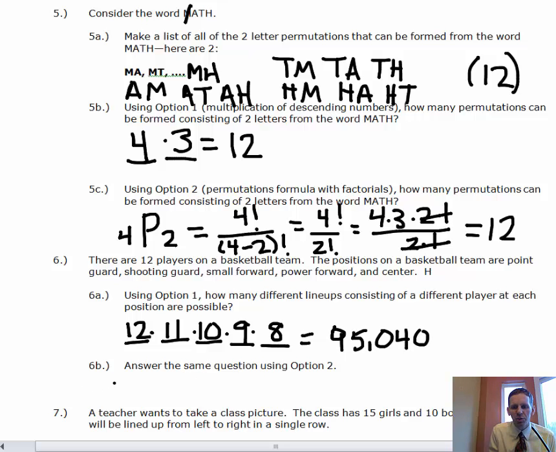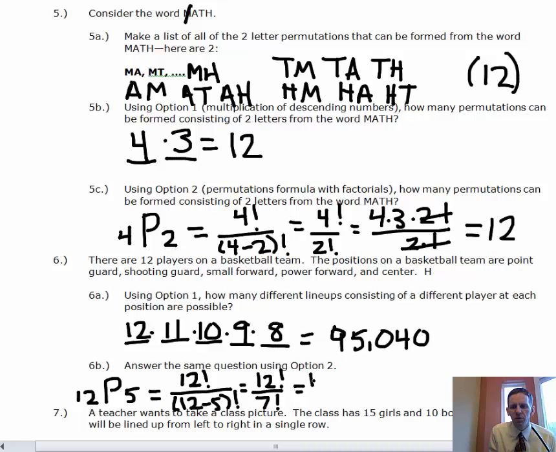Using option 2, you could set up something like this: 12 players, and we want to arrange or do a permutation with 5 of them. In your numerator, it's 12 factorial, and your denominator is the difference, 12 minus 5 factorial. So this is 12 factorial over 7 factorial.